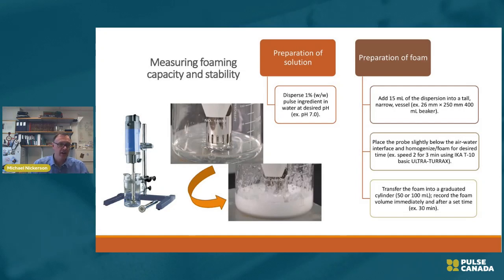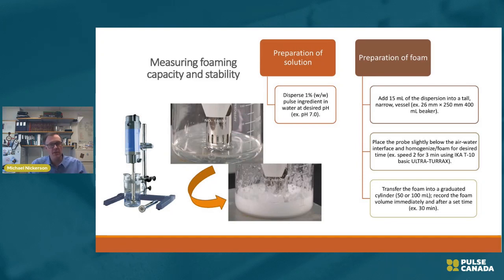So typically in our lab, we disperse about 1% of the pulse ingredient in water, and we adjust it at pH 7. Now, depending on the study that we want to do, maybe we look at different pHs, maybe we want to look at different concentrations depending on the final outcome. But we create a solution. So this is our standard solution, 1% at pH 7. And then we start preparing the foam.